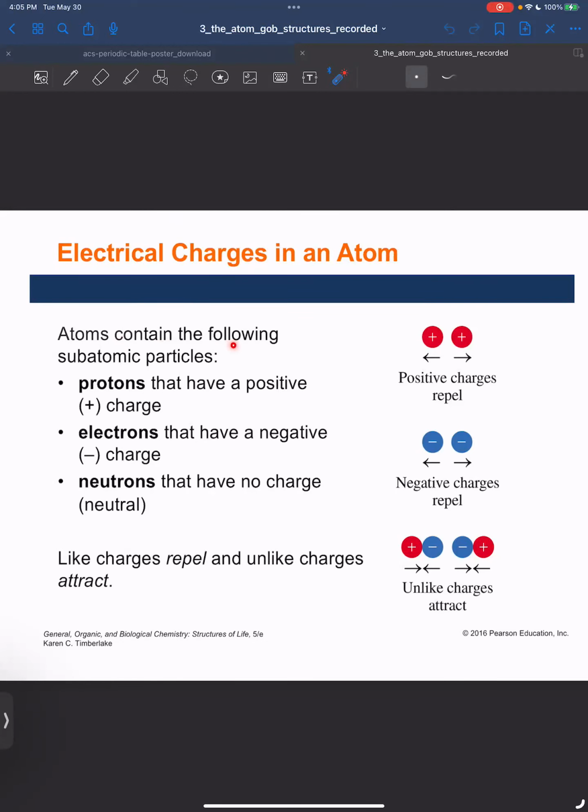Now, atoms contain the following subatomic particles. So within an atom, there are protons, and protons have positive charge. There's also electrons, and electrons have a negative charge. And there are also neutrons that have no charge, and so therefore are neutral. Like charges repel one another, and unlike charges are attracted to each other. And that's going to be a theme in chemistry. You're going to hear me say often, opposites are attracted to each other.